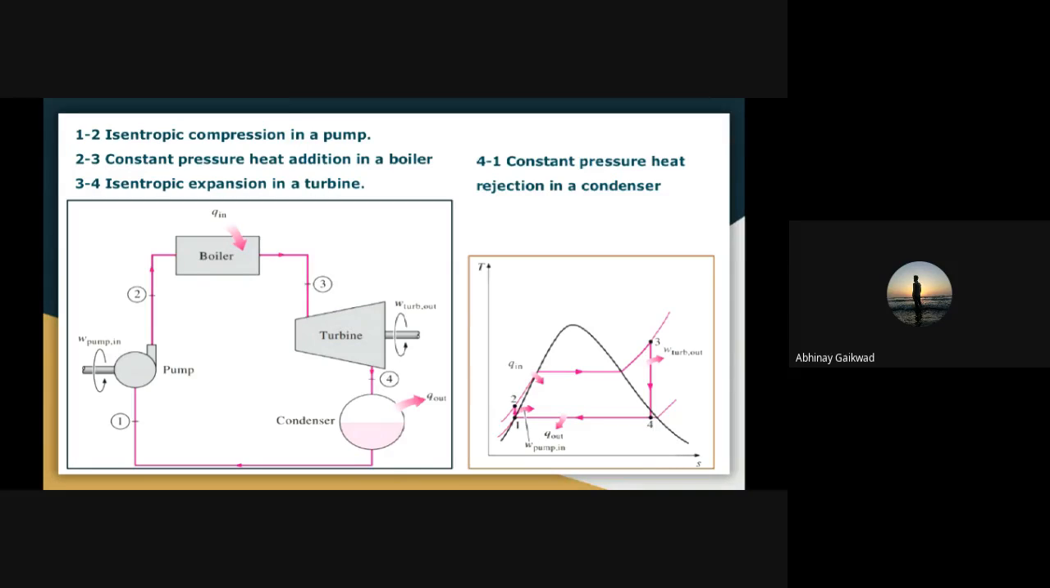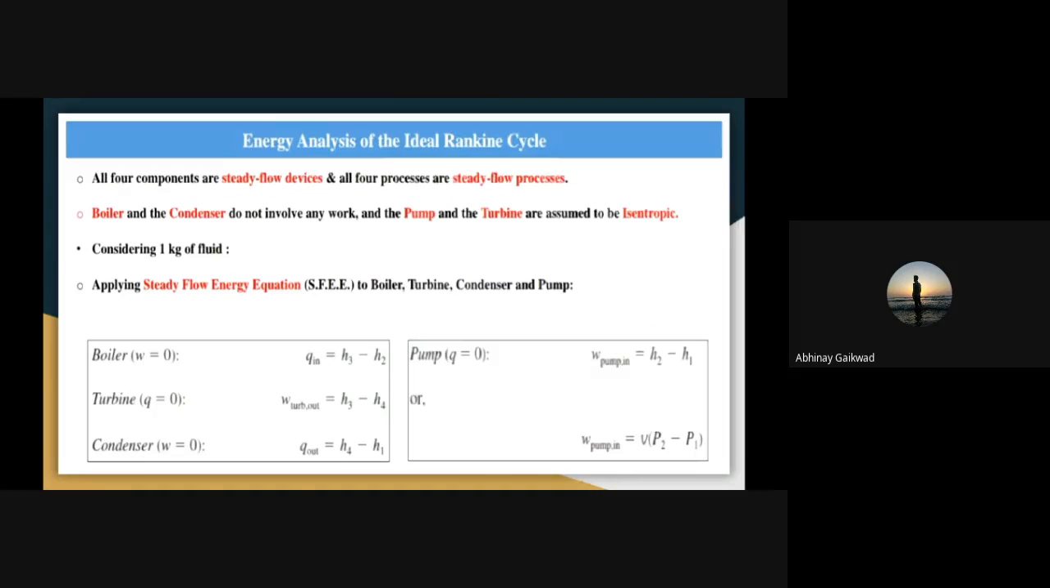Now we'll proceed to the further point, that is the energy analysis of the ideal Rankine cycle. Now we understood the TS diagram and the working of this Rankine cycle. Now we'll calculate the efficiency of this ideal Rankine cycle. So that is the energy analysis of the ideal Rankine cycle.